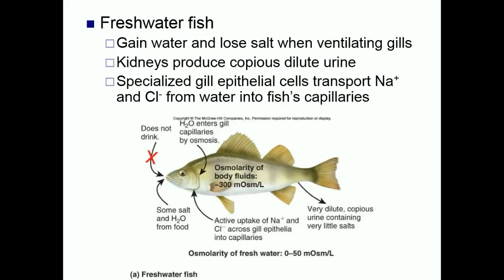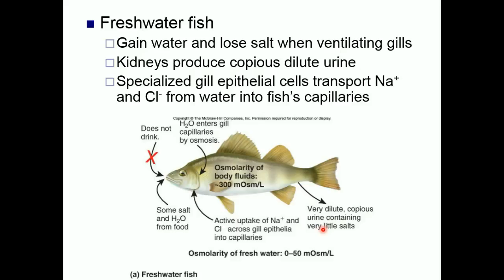So here we can see on this figure, and I need my pointer again. Where did it go? Yeah, there it is. Alright. Can see that the fish is going to have the problem of an excess of water coming in through the gills by osmosis. There is some salt and water that comes in through the food, through the mouth, but freshwater fish do not drink. There is the active uptake of sodium and chloride across the gill epithelia into capillaries via the chloride cells. And obviously the production of very dilute, copious, that means just very large quantities of urine containing very little salts.